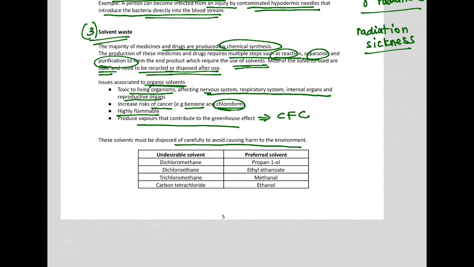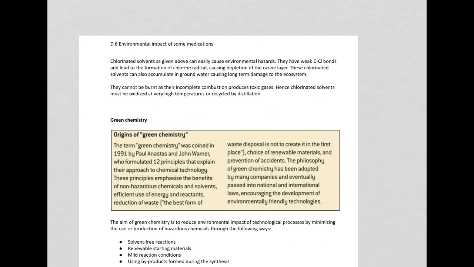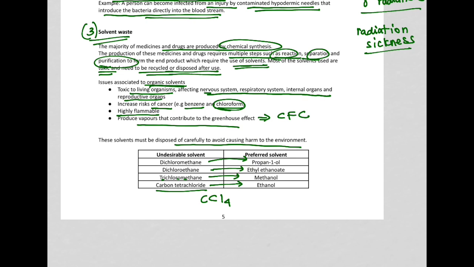So let's see a few examples of undesirable solvents. So dichloromethane, dichloroethane, trichloromethane, carbon tetrachloride, CCl4. And instead of using these solvents, these are the preferred alternatives that will give the same effect but are not going to be as toxic. Right? Now, chlorinated solvents, as given here.